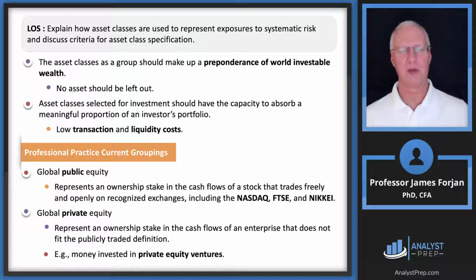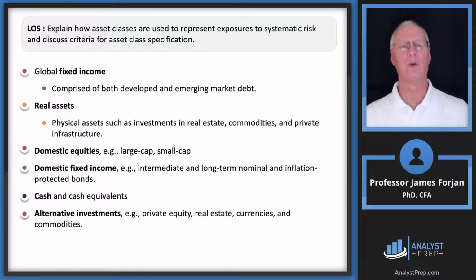Public equity, yeah, New York Stock Exchange, we know that. Private equity, we've talked at length about this all the time. Global fixed income, real assets. I think that apartment buildings and other types of real estate investments that generate regular income make for really, really good vignettes. Domestic equities, fixed income, cash, and alternative investments.